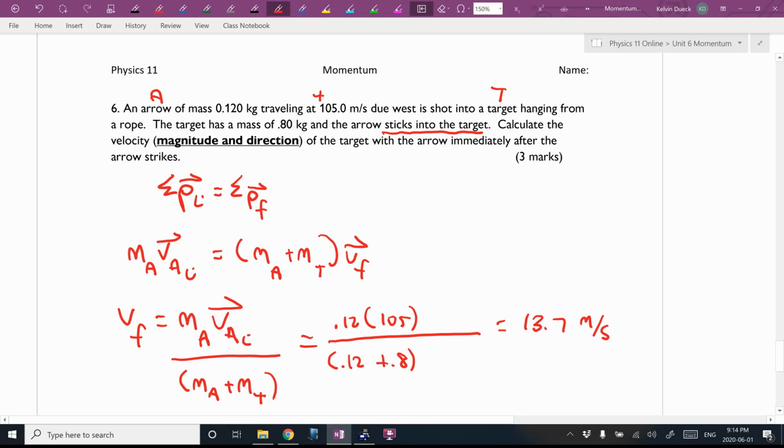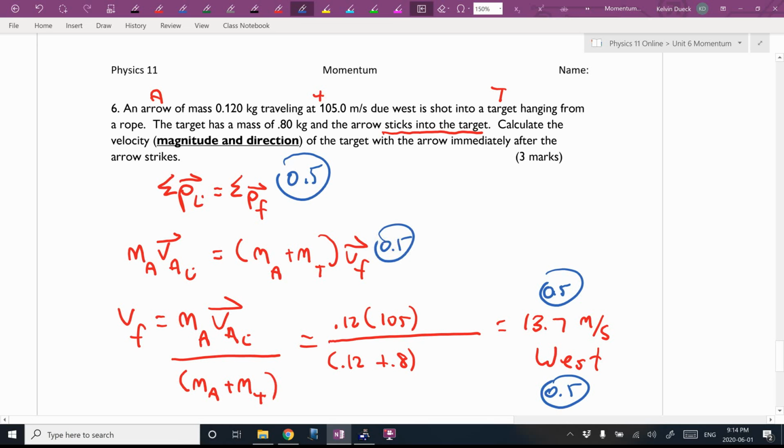Magnitude and direction, I got a positive answer. Got to be west. 3 marks if you got that. Otherwise, I would give you a half mark for the magnitude, half mark for the direction, half mark if I saw that. Half mark if I saw that. It's getting fairly familiar. How do I give out the part marks?